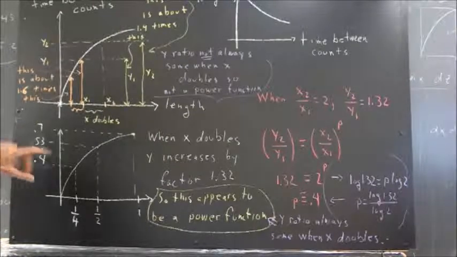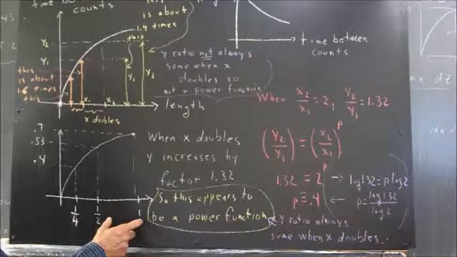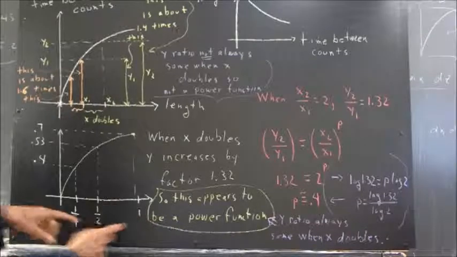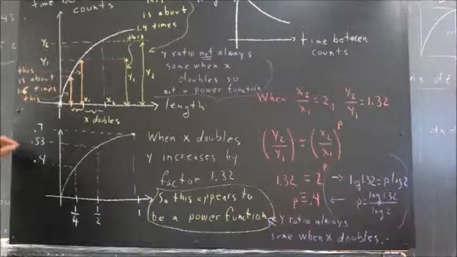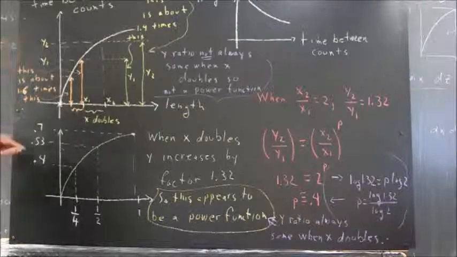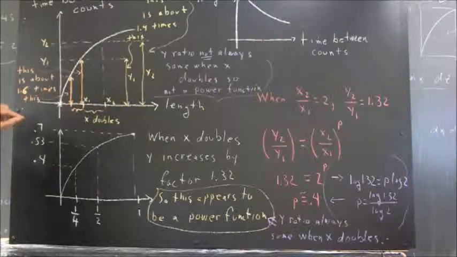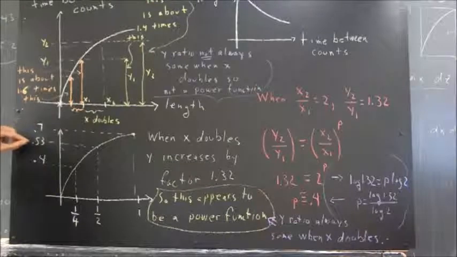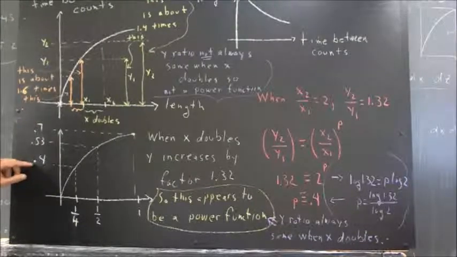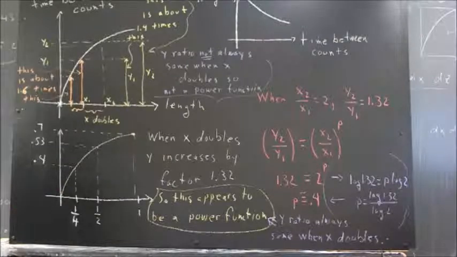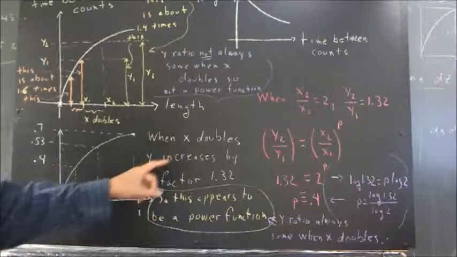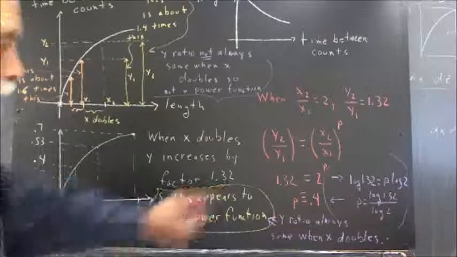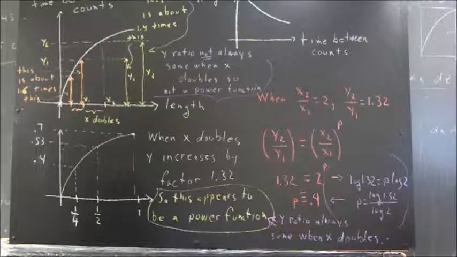If we go from 1/2 length to length 1, then we have another doubling of the length, and the y value, the time between counts, went from 0.53 seconds to 0.7 seconds. If we divide this by this, we get 1.32. Divide this by this, we have 1.325. So we're going to conclude that when x doubles, y increases by a factor of 1.32.